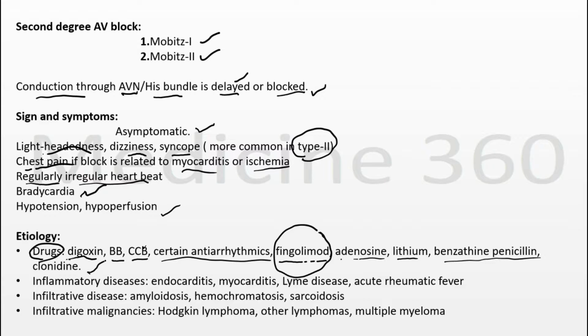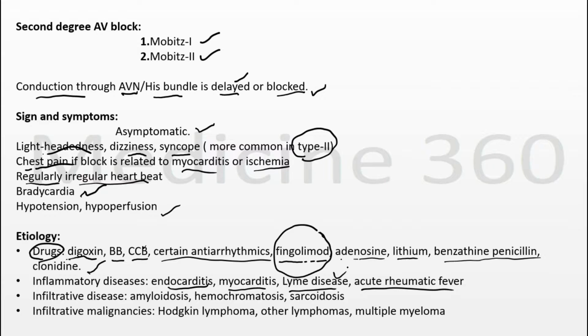Then there are some inflammatory diseases like infective endocarditis and myocarditis, which can be viral or other autoimmune diseases. Lyme disease is caused by Borrelia burgdorferi. Also acute rheumatic fever. These diseases can cause inflammation of the conduction system of the heart or damage to the conduction system, which leads to heart blocks. There can be first degree, second degree or third degree, and in diseases such as Lyme disease, it can be reversible if we treat the disease.